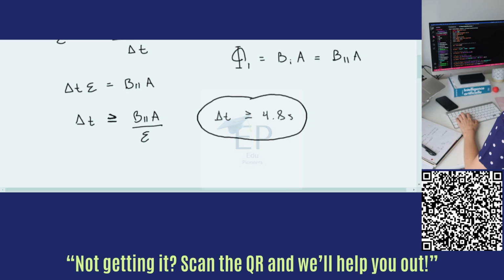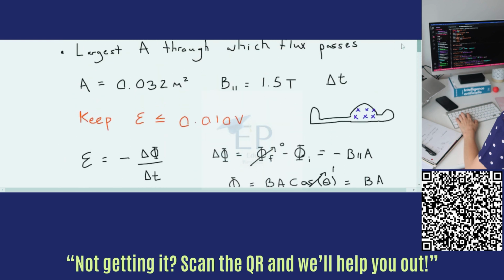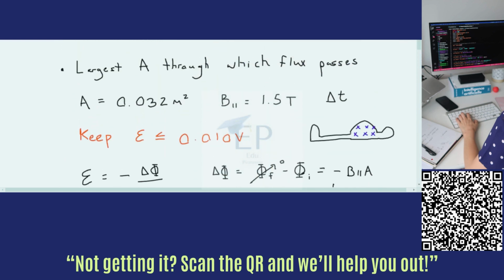So there you have it. We want to shut off our MRI in at least 4.8 seconds, if not more, just to be safe, in order to keep the induced EMF in our patient's body here from going over 0.010 volts.